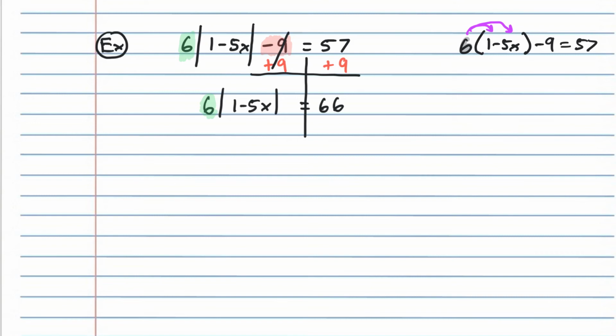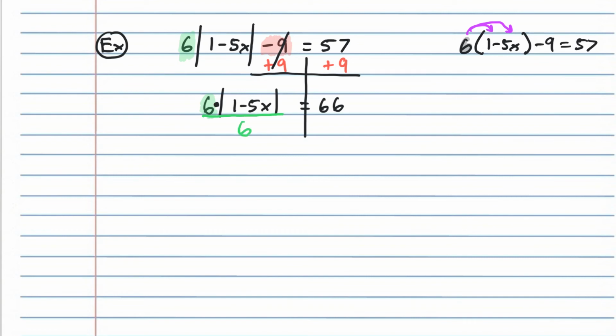Now, if you were to read this out, it is technically 6 times the absolute value of 1 minus 5x. So technically you could put a multiplication dot in here. There's actually another way that you can get rid of that 6. Instead of trying to distribute it, because we can't, because it's multiplication, we can do the opposite of that. The opposite of multiplication would be division. So we can actually divide the entire left side by 6.